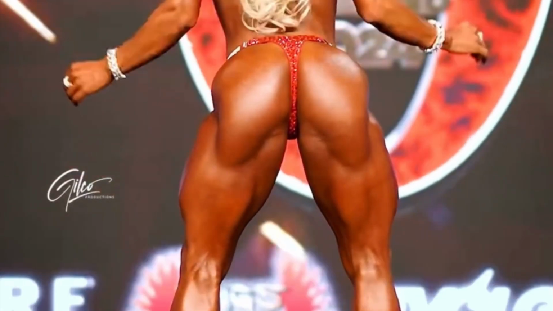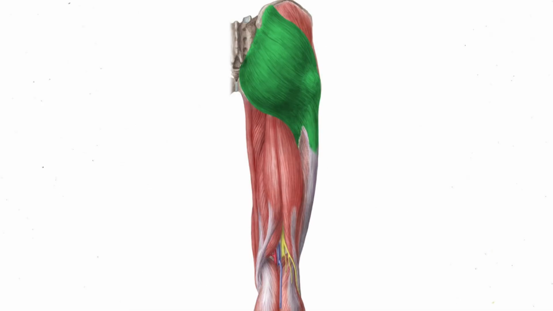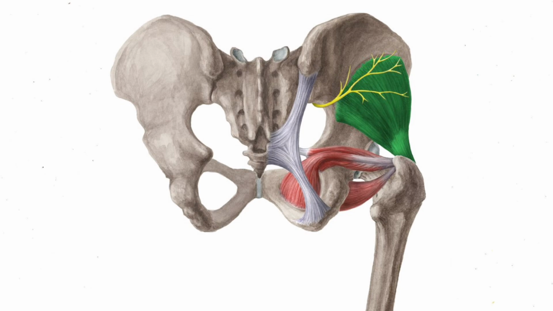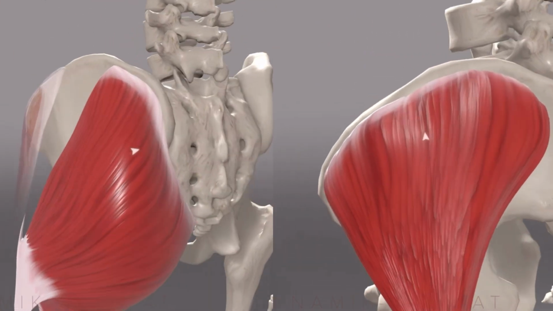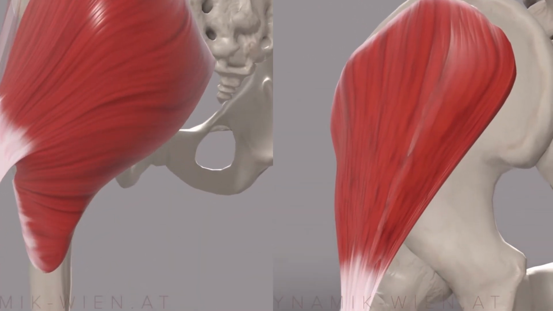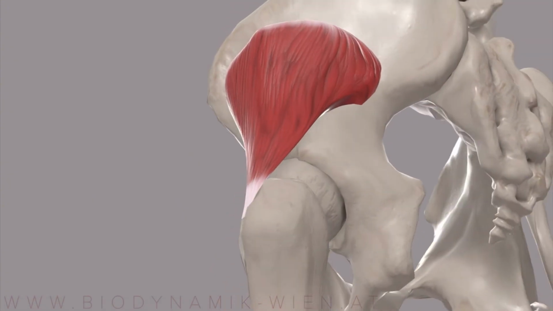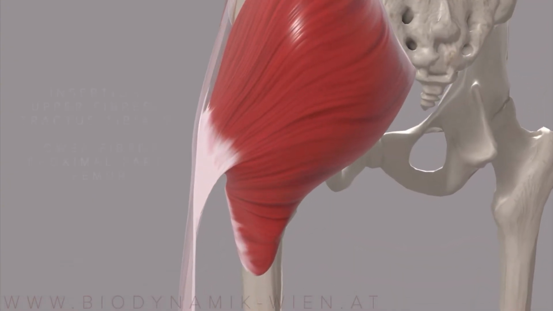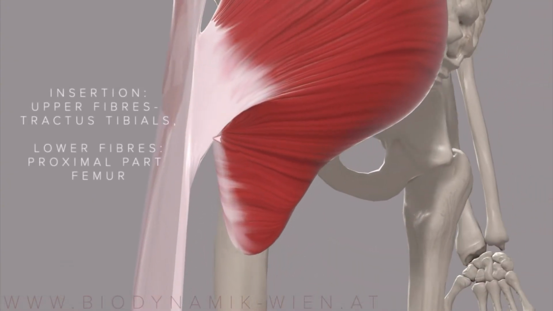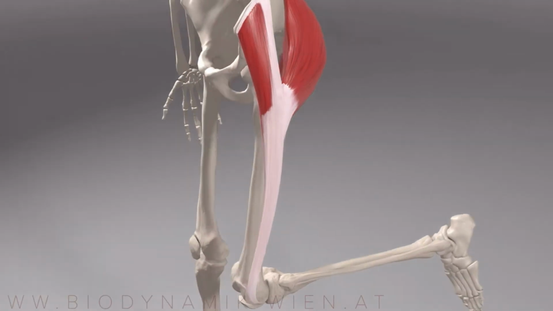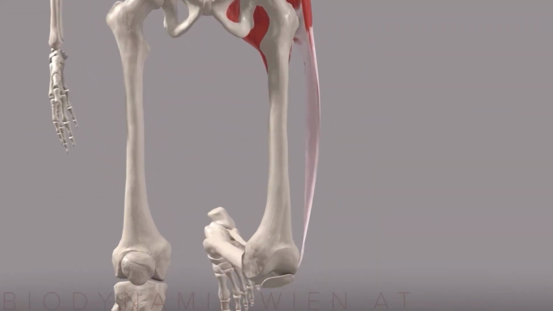Let's start with my favorite muscle, probably your favorite as well. Glutes. We have gluteus maximus, gluteus medius and gluteus minimus. They all originate at the back side of the ilium and insert into the femur, except that the gluteus maximus shares another tendon with tensor fascia latae and inserts all the way down into the top of the femur.